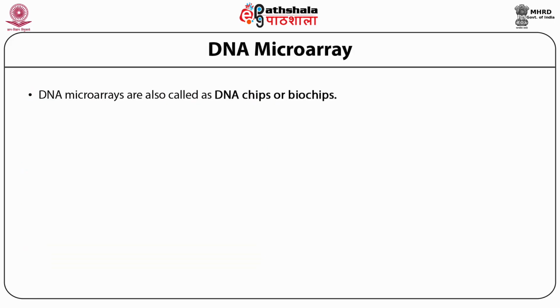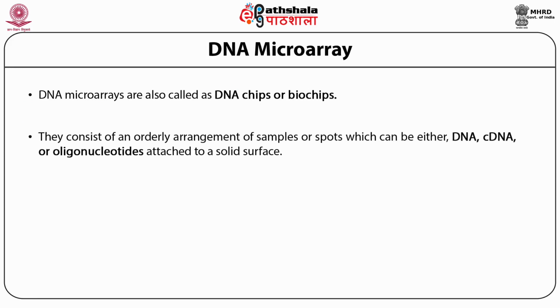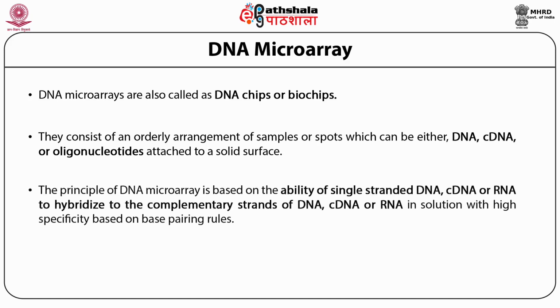DNA microarrays are also called DNA chips or biochips. They consist of an orderly arrangement of samples or spots which can be either DNA, cDNA, or oligonucleotides attached to a solid surface. The principle of DNA microarray is based on the ability of single-stranded DNA, cDNA, or RNA to hybridize to the complementary strands of DNA, cDNA, or RNA in solution with high specificity based on base pairing rules.